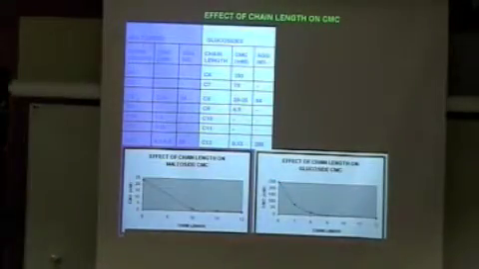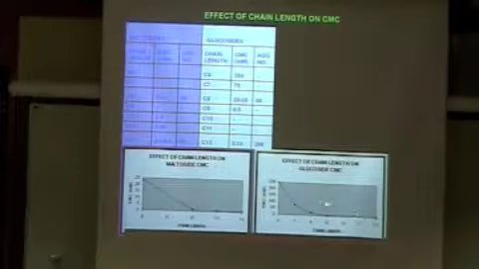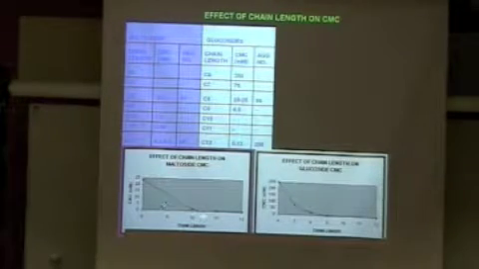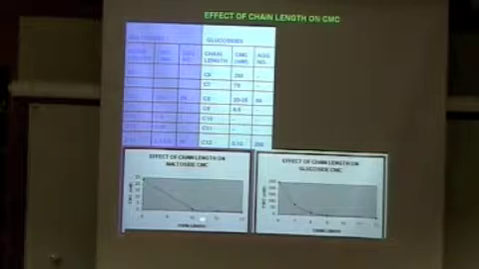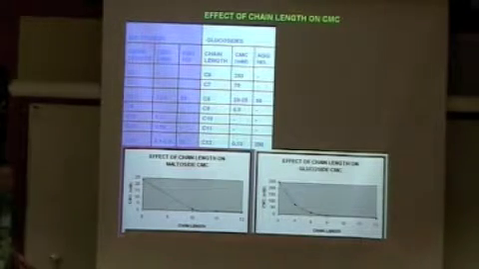Okay, this basically just illustrates what I've just talked about on the previous page with respect to chain length affecting CMC, shown as an example for maltosides and for glucosides. And you can see that as we increase the chain length shown on the x-axis, we get a decrease in the critical micelle concentration.